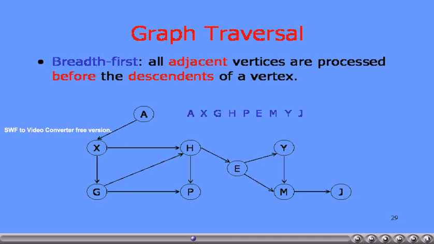The main theme behind breadth first traversal is as follows. That is, all adjacent vertices are processed before the descendants of a vertex. For example, in the following graph, first we will start from A and then X, its two adjacents G and H, and then P, E, M and Y, and then J. That's how the nodes are visited. That is the breadth first traversal sequence of this graph. The next slides will demonstrate how the traversal really takes place on a graph.